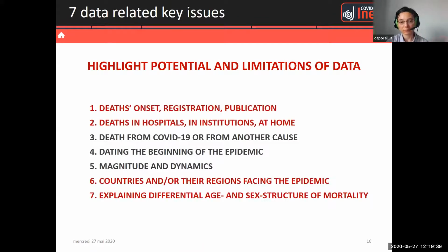Basically, we highlight through these issues the potential, but also the limitation of the data when we want to compare them and use them. I'm going to just go through very quickly across 4 of these points, which are the problem of death dates, the problem of place of death, and how you compare countries or within country data. And also, I saw some comments about these age patterns of COVID death.